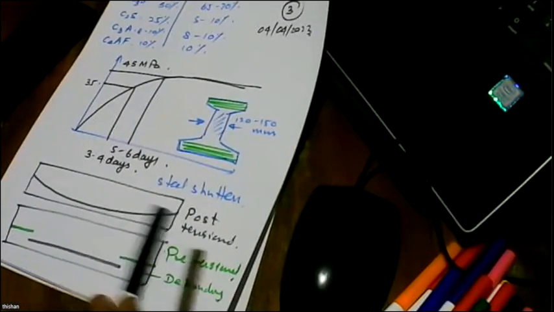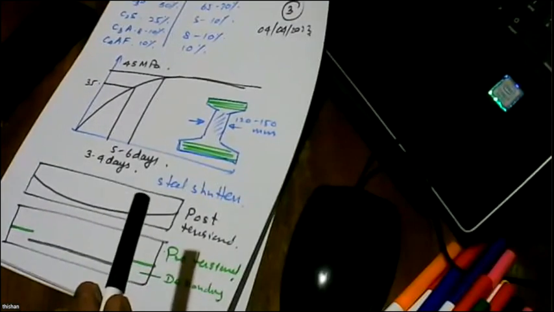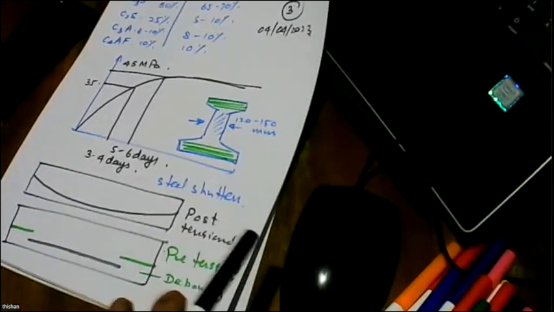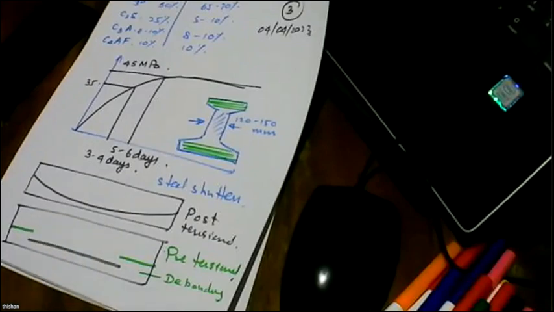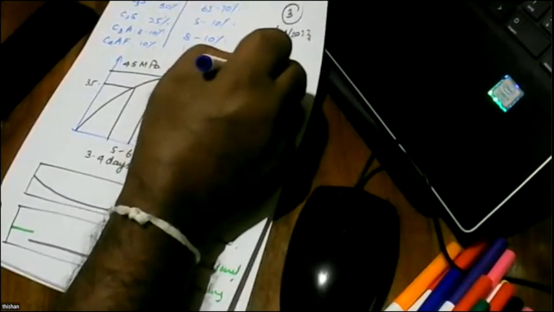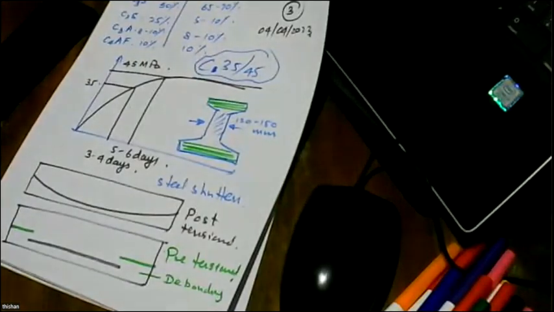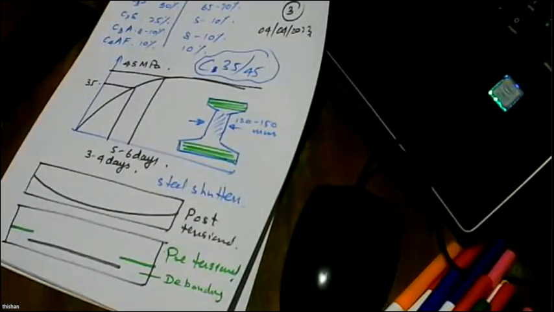Right? So if you look at all these situations, today we stand a strong chance of going for C35-45 concrete for prestressed. We have a strong chance of going for C35-45 concrete for prestressed, right? So basically that's the situation, a practical situation.